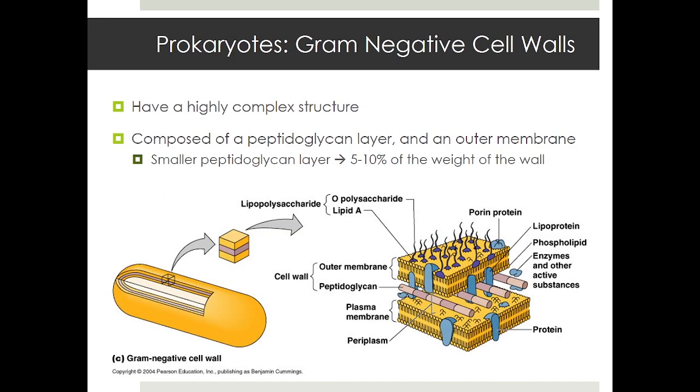Gram-negative cell walls are different altogether. They are considerably more complex, with a small peptidoglycan layer sandwiched between two different cell membranes. You can see this nice little cross section here of the cell wall shows this nice little delicious looking tuna sandwich, where you can see expanded over here two different membranes outside of that small peptidoglycan layer in the middle.